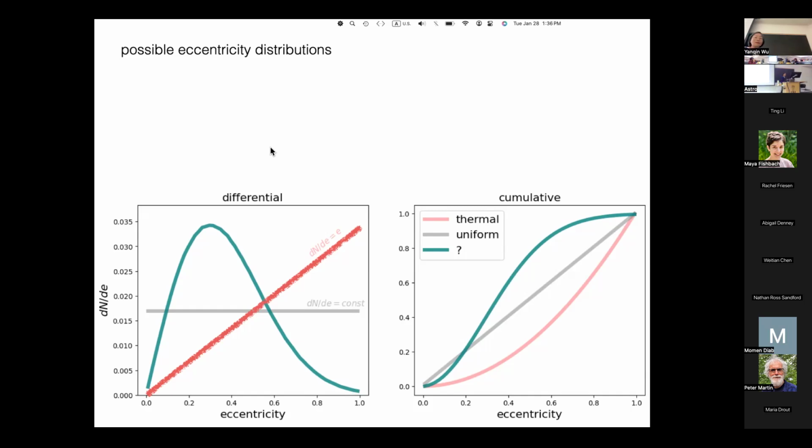There's another possible distribution, which is called uniform, the gray boring bar there. That means if you form a binary, the eccentricity is an irrelevant dynamical quantity. That's why it's flat. Hopefully nature doesn't give us this, because that gives us no information. The thermal also gives us pretty little information.